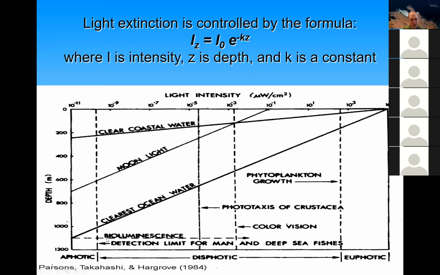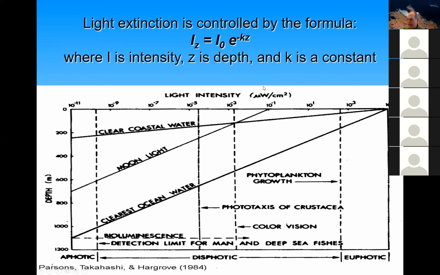So the human eye and deep sea fishes would actually be able to detect some difference in light all the way down to about 1,000 meters. I've never done it, but I've heard reported that if you sit on the bottom in a submarine and turn out all the lights, that gradually over time your eyes will adapt and you'll be able to make out vague shapes, even at significant depths like 400, 500, 600 meters. So this is illustrating how the extinction of light is controlled by this simple formula.